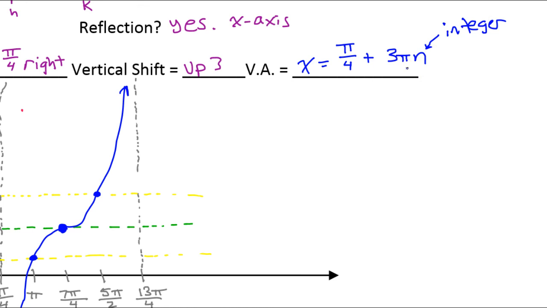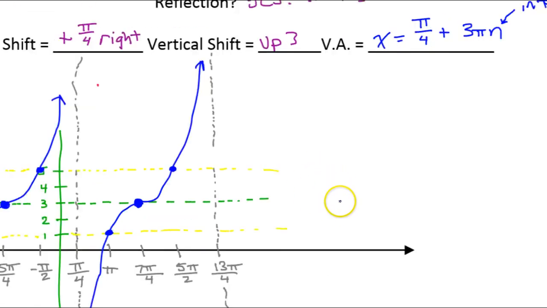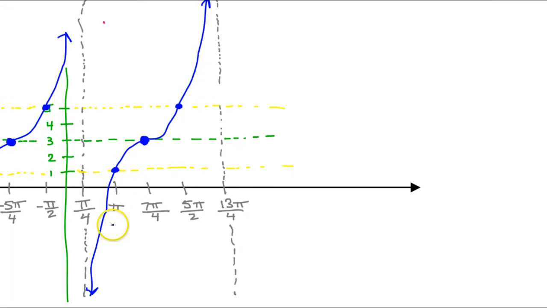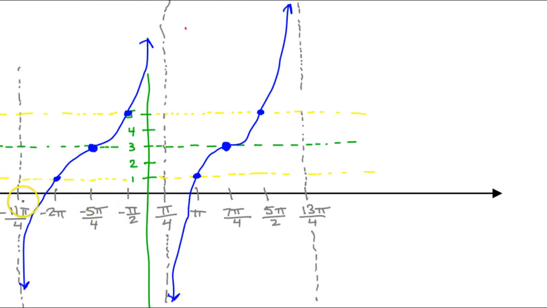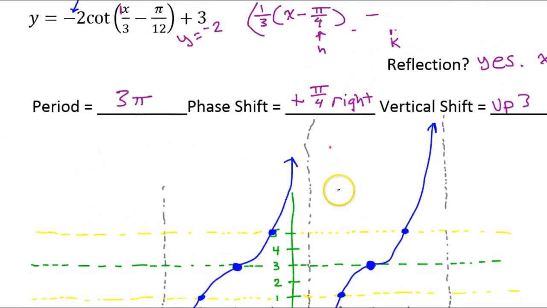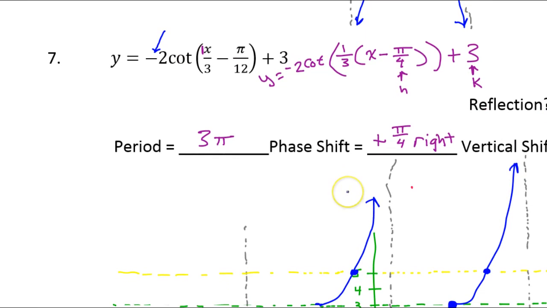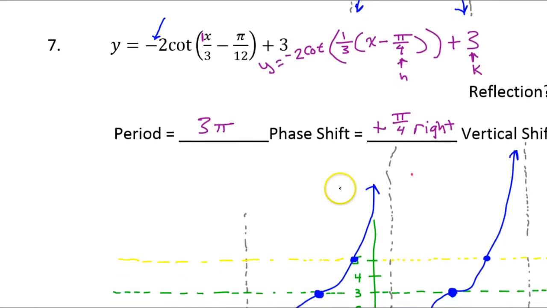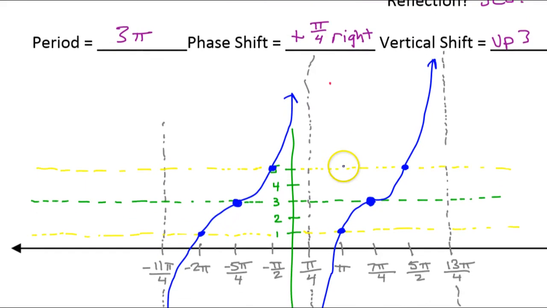Alright, integers can be positive or negative. So this could be 1, 2, 3, 4, or even 0, or negative 1, negative 2, negative 3, negative 4. Alright, if n is 1, then that's giving me the next one over to the right. If n is negative 1, then that will give me the asymptote to the left, and so on. Alright, anyway, that's it for problem number 7 that we've been doing this entire time. That is how you graph a cotangent function.